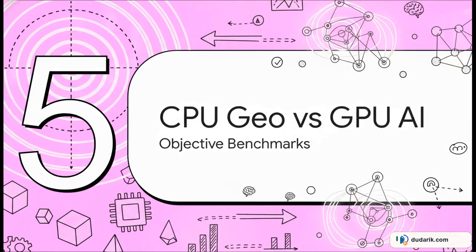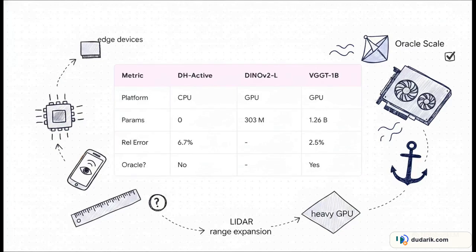Okay, pivoting now to Section 5, CPU geometry versus GPU AI. Let's look at the objective benchmarks to see what the actual trade-offs are. We definitely need to be impartial here. DH-Active is not setting a brand new state-of-the-art in raw accuracy. If you look at a 1.26 billion parameter model like VGT1B, it is absolutely more accurate. It comes in at a 2.5% median relative error compared to DH-Active's 6.7% on the AR-Kit scenes benchmark.